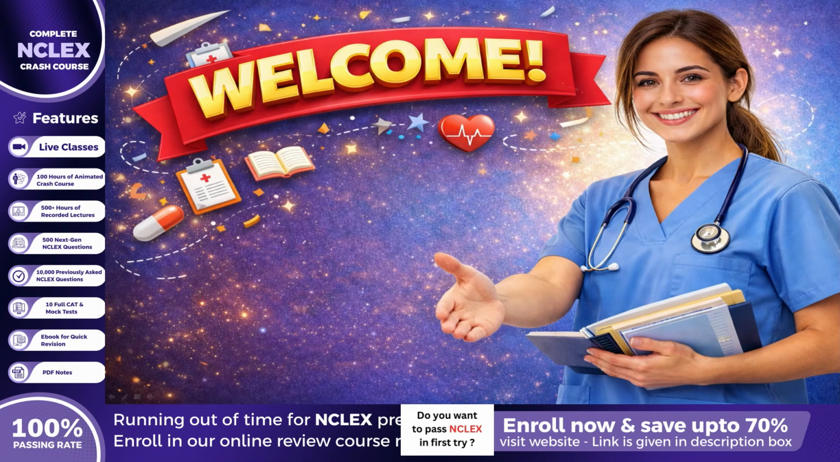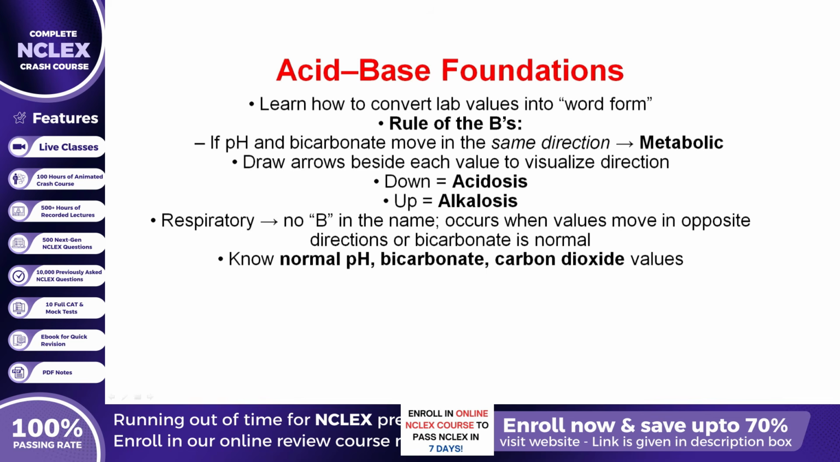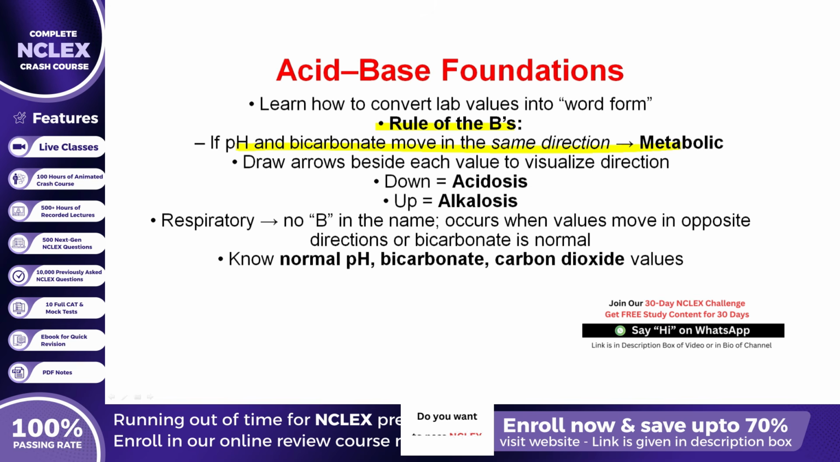Let us begin by understanding acid-base foundations. We will start by learning how to convert laboratory values into word form so they actually make sense during interpretation. As we build on that, we apply the rule of the Bs, which states that if pH and bicarbonate move in the same direction, it is metabolic. To make this clearer, we always draw arrows beside each value to visualize direction.